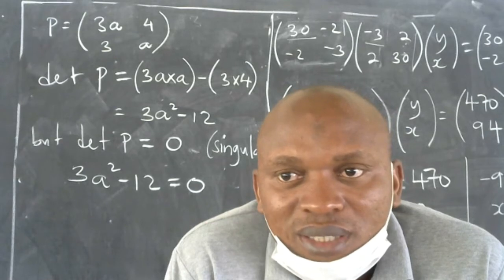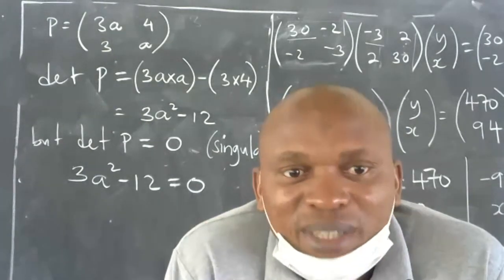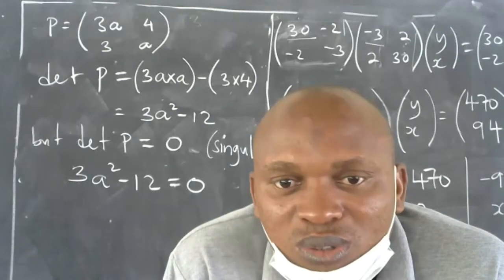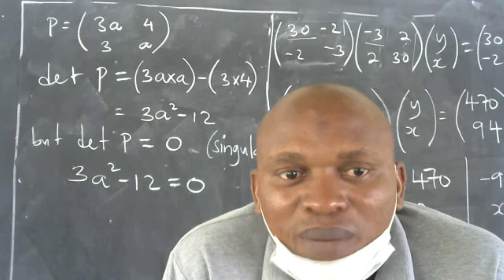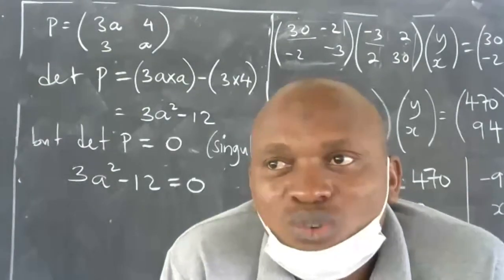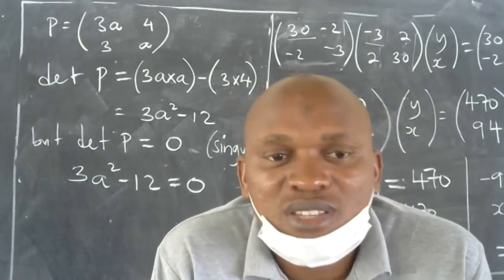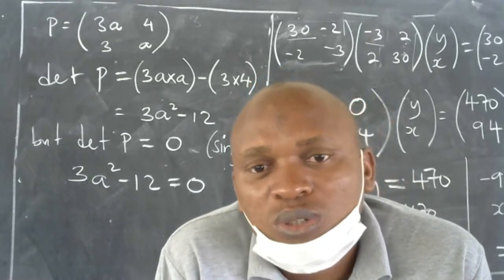One answer. So may I have one answer? I have one answer, and it's 2. But I'm seeing a is squared. When a is squared, don't you remember that squared letters give us 2? Because a square is for 2.